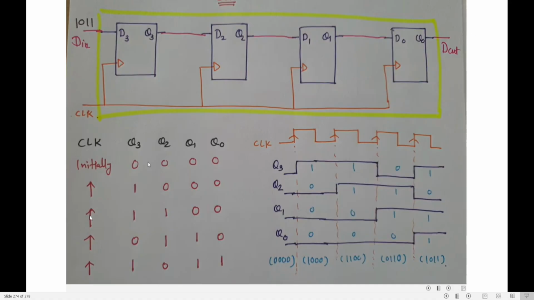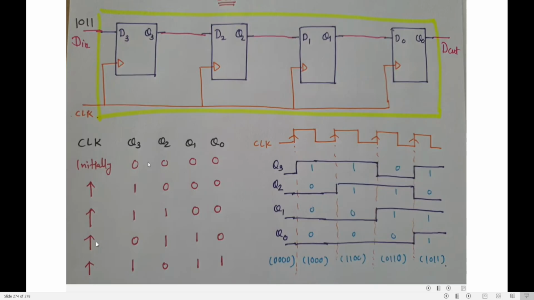Now in the second clock pulse, what happens? The second bit will enter into D3. The second bit is 1, so 1 will enter here and come out as Q3. Q3's previous value will go to Q2, Q2 will go to Q1, and Q1 will go to Q0. Whatever Q0 value is there will come out.